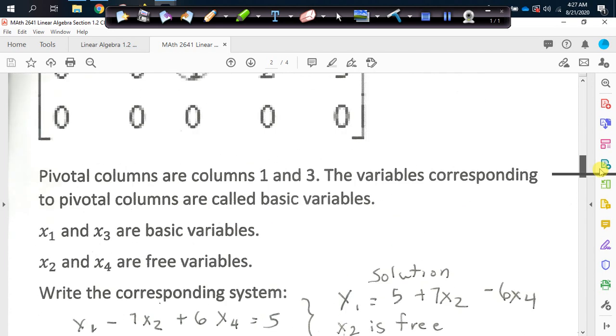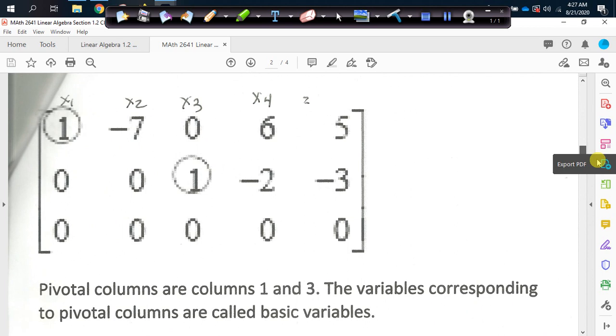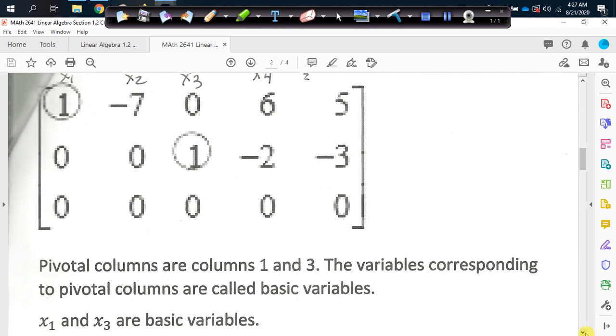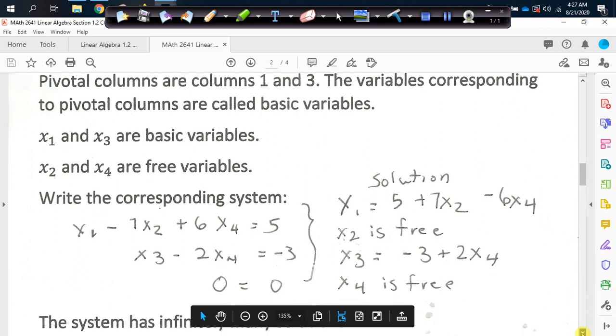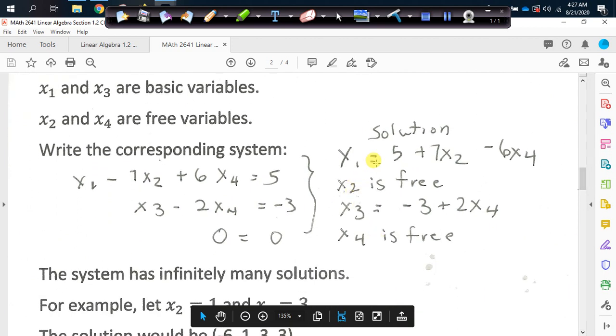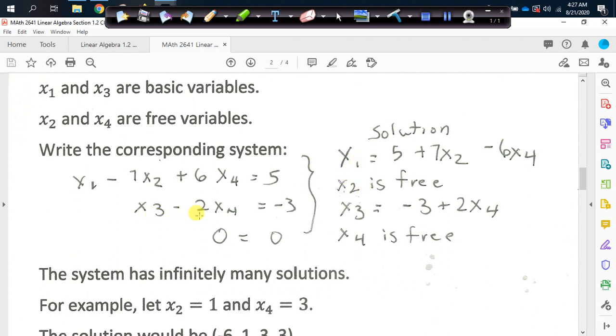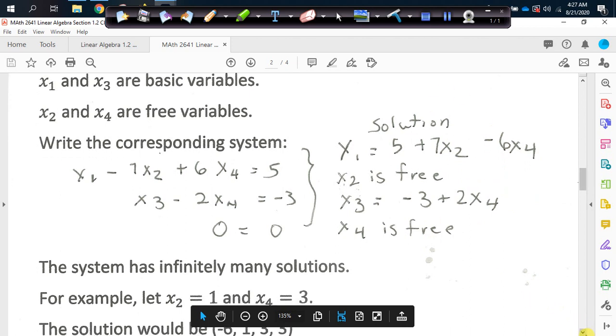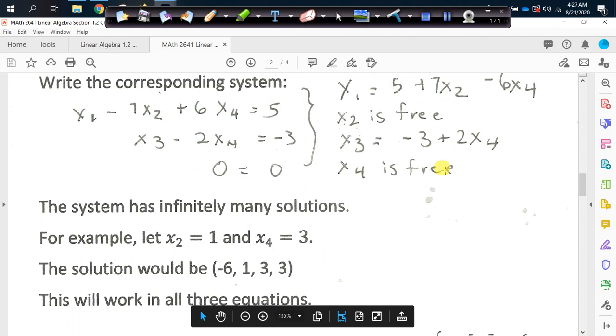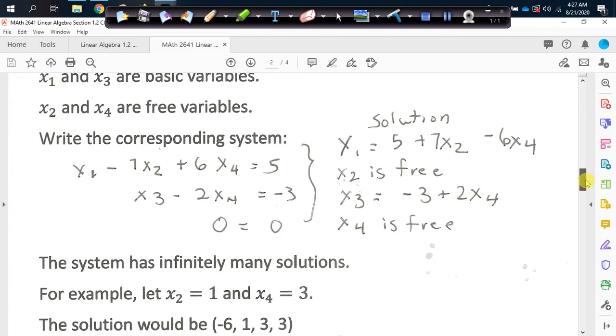So if you wrote out what this matrix represents in terms of equations, it would look like this. You would get these equations, and I could solve this for x1. Now x2 is a free variable. I could solve this equation for x3, and then x4 is a free variable. So that describes the solution of the system. Now, because I have some free variables, and because I had that row of zeros at the bottom, that's another way to think about it.